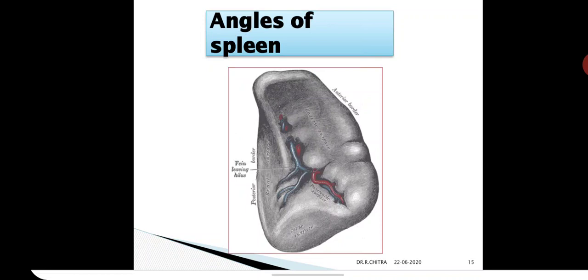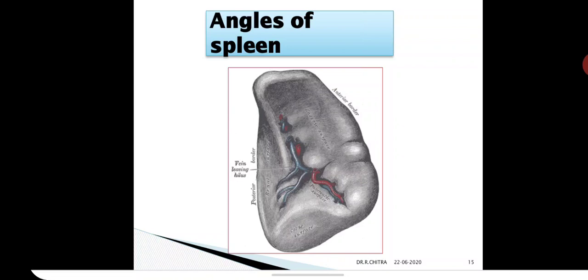What is its importance? When the spleen is enlarged and becomes palpable under the left costal margin, the first part palpated is the anterior basal angle. Hence this is known as the clinical angle of the spleen. When your clinician says the spleen is just palpable under the left costal margin, it indicates that the spleen is enlarged to 2 to 3 times its normal size. So that is the junction of the superior border and the lateral end.